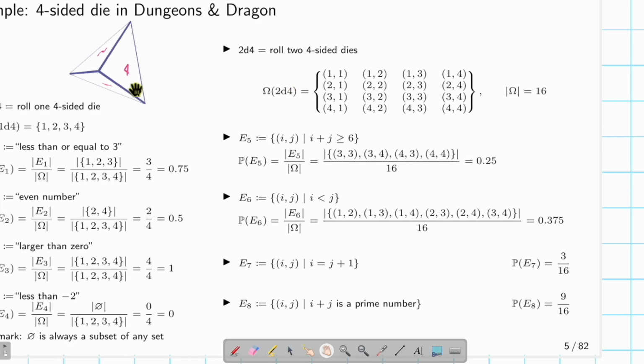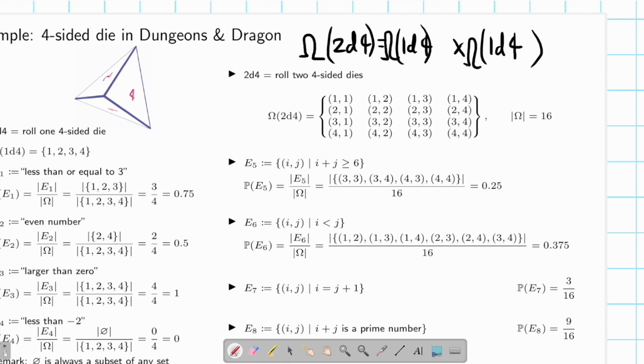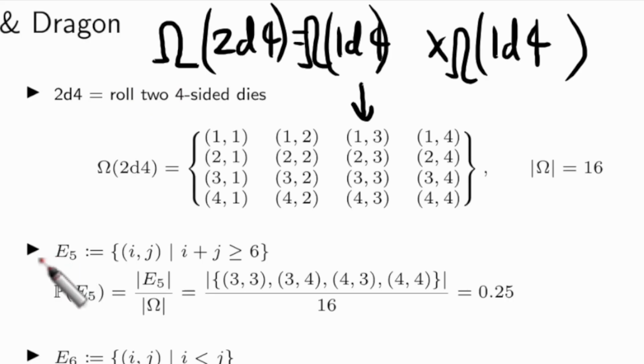2d4, that means I roll this die twice. This will be the result. So let me recap. This is actually the Cartesian product. 2d4 is 1d4 Cartesian product with 1d4. Or you can say that the omega of 2d4 is the omega of 1d4 Cartesian product with the omega of 1d4. And it gives you this. There are 16 elements. Suppose E5 is defined as all the outputs ij such that i plus j is larger than 6.